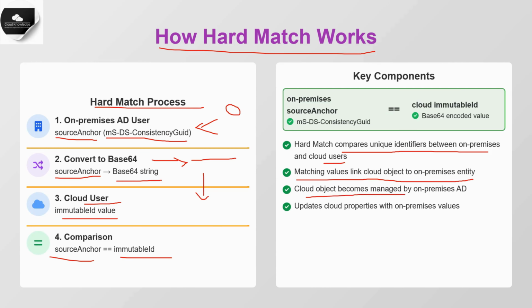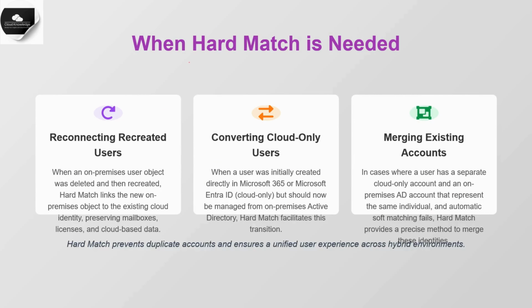The cloud object becomes managed by the on-prem identity, so the cloud user is matched with the user on-prem. You can update cloud properties with the on-premises values. Whatever you update on-prem will be updated in the cloud. For example, if you change the mobile number, the mobile number will also change in the cloud. This is when a hard match is needed.